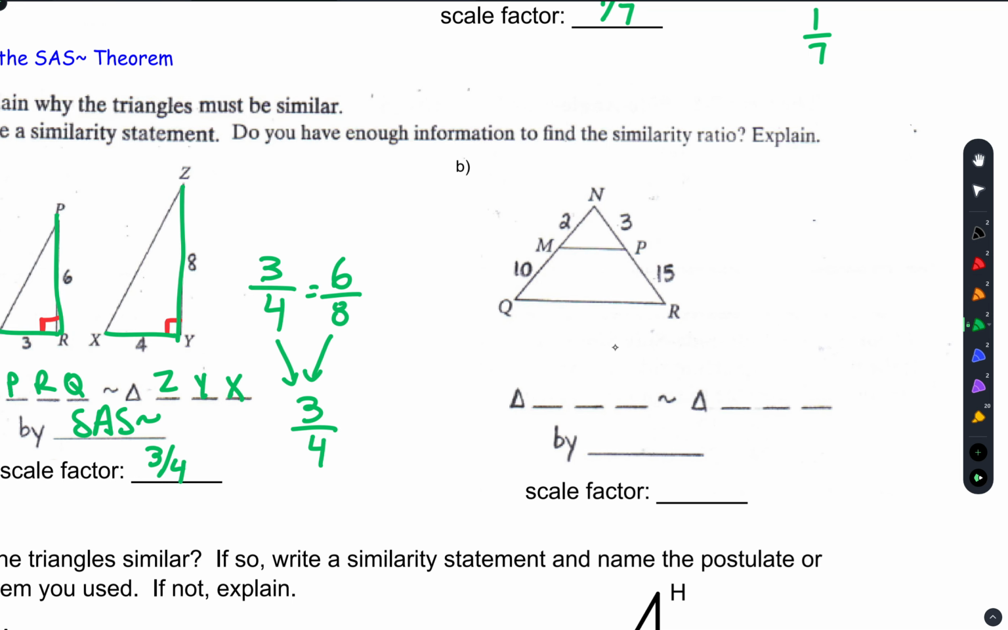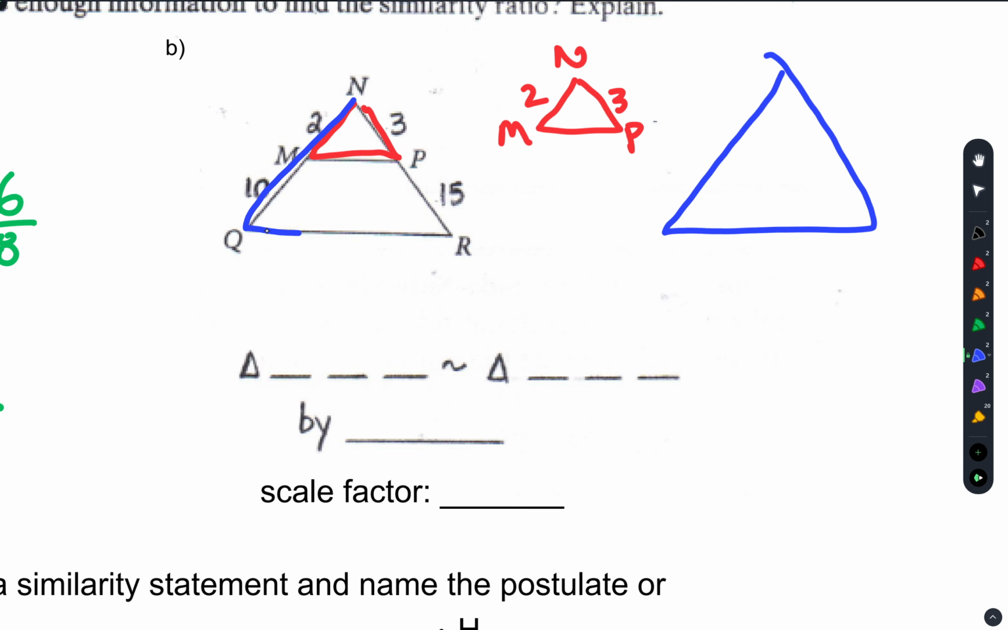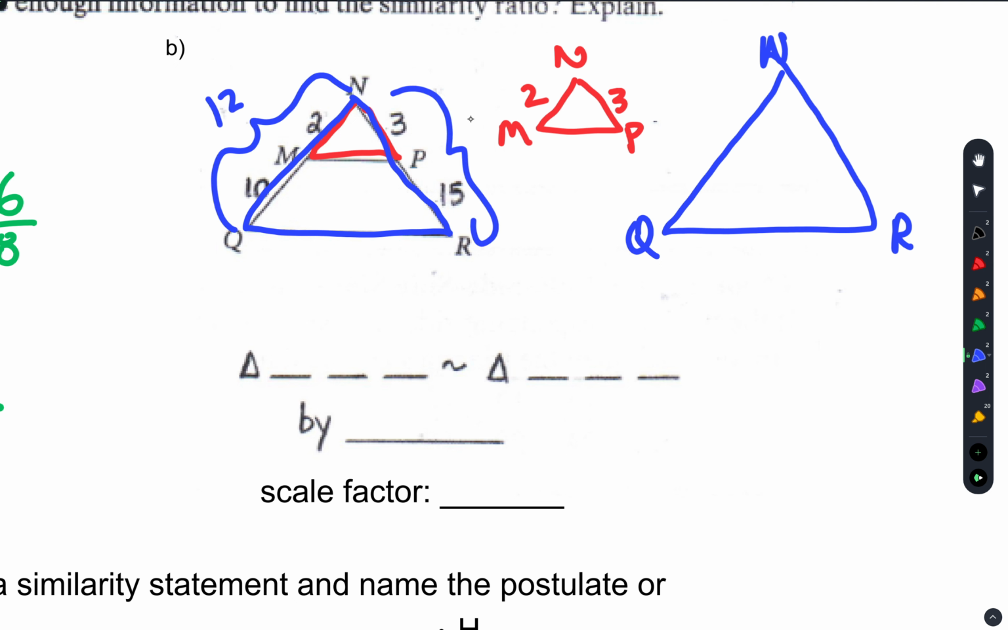Okay? The overlapping triangles are where they get tricky. So I have triangle NMP is my little one. Side lengths 2 and 3. And I have the big triangle, NQR. Side lengths, don't forget to add your side lengths together. 12 and 18 are my side lengths.